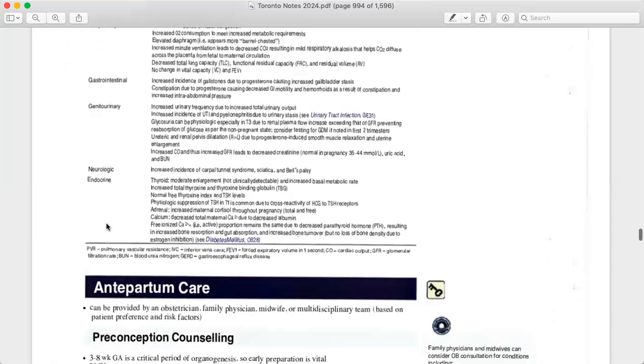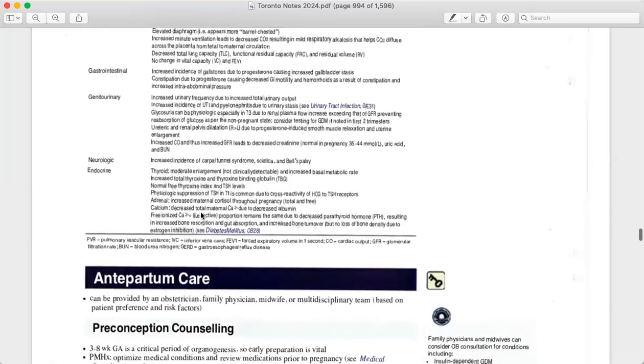Coming to endocrine, what you need to know is the thyroid functions. What happened to thyroid? That's important. What happened is increased total thyroxine and TBG. This is very, very important. I saw many questions from this one. What happened to thyroid? And they give you that the thyroid level or thyroxine level is increased in pregnancy.